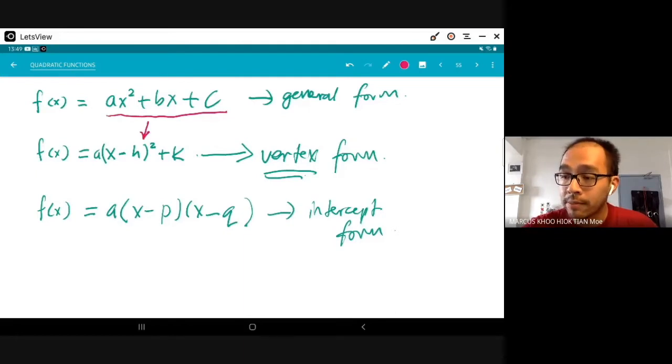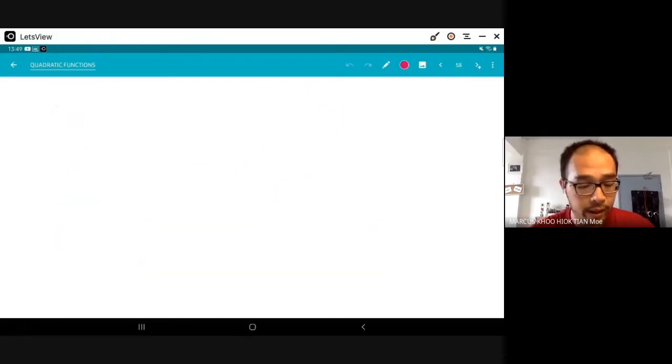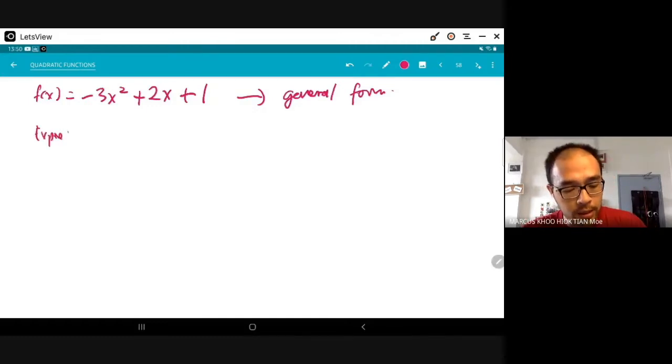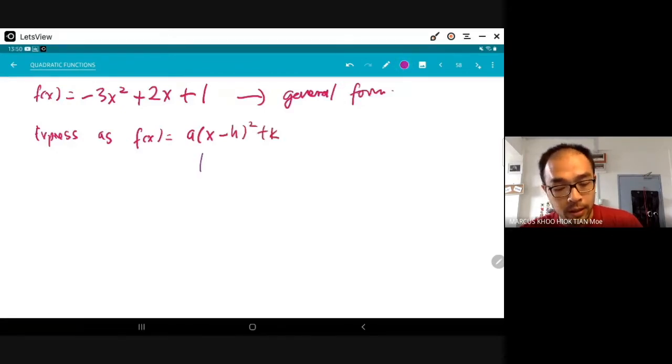Okay, so take for example, take a look at example 13, page 56. So you are given the equation over there. Okay, f(x) equals negative 3x squared plus 2x plus 1. Okay, so this is what form? This is general form. Okay, then soalan minta tulis, express this general form as f(x) equals a(x minus h) squared plus k. What form is this? This is vertex form.